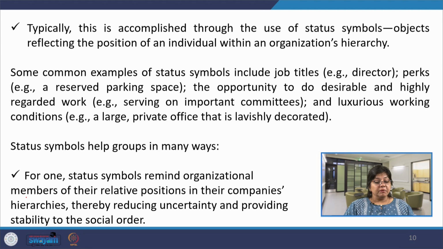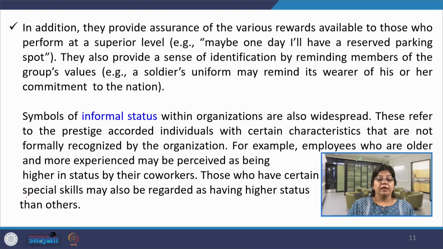Yes. So, status symbols help groups in many ways. For example, status symbols remind organizational members of their relative positions in the hierarchy, thereby reducing uncertainty and providing stability to the social order. So, when the highest authority is perceived as having the highest rank or status, that reminds the whole organization who will maintain the social order in the hierarchy, and how every role is being decided by the highest rank in itself. In addition, they provide assurance of the various rewards available to those who perform at a superior level.